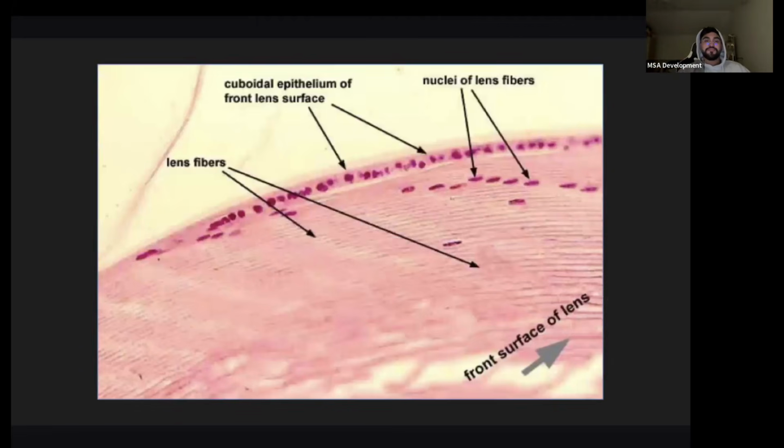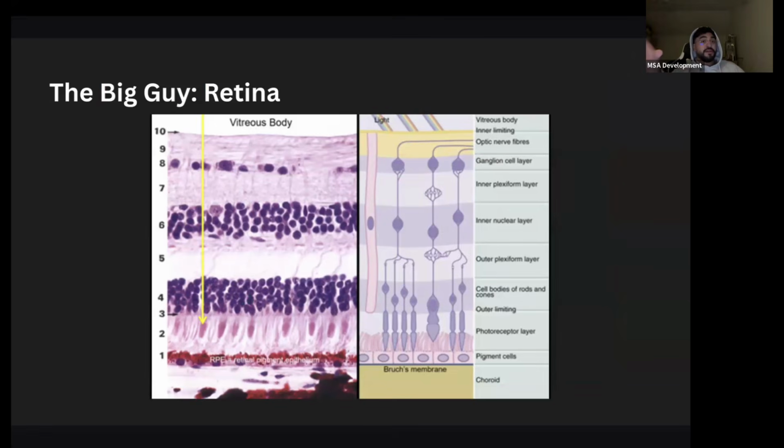Okay, so as you can see here, this is the epithelium from the lens surface, cuboidal in shape. And then when they stretch out, they lose their nuclei. And you can see, it's like onion skinning, right? This is the lens fiber. And then we move on to the retina.